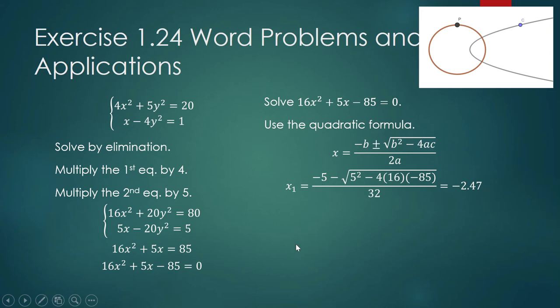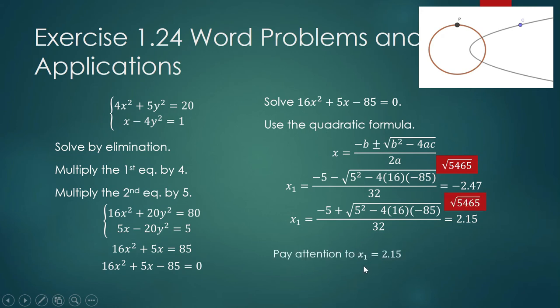And so we have two values for x. X sub 1 can be negative 2.41. Okay, so this radicand here is equal to 5465. And x sub 2, I'm sorry, this one should be x sub 2. X sub 2 is equal to 2.15. We will pay attention only to 2.15, because the other result does not agree with the model of our curve. Because our parabola opens to the right. Our ellipse is centered at the origin.